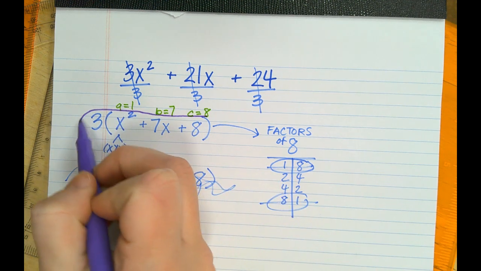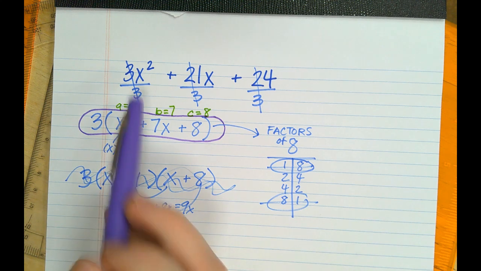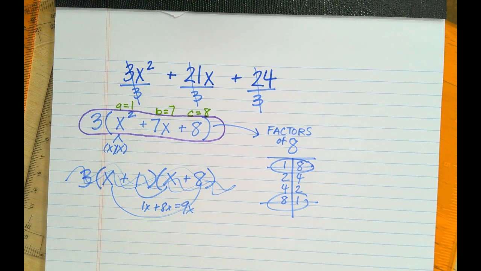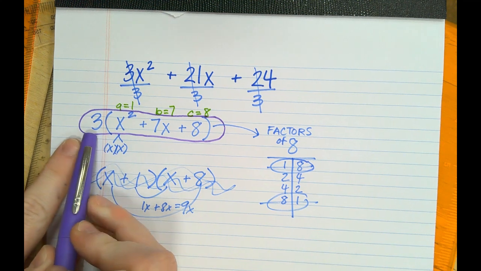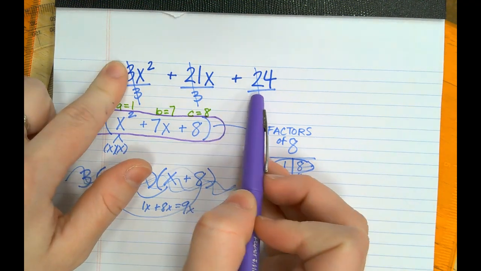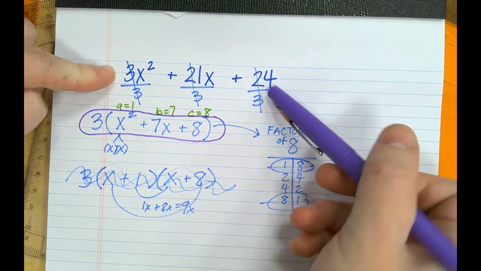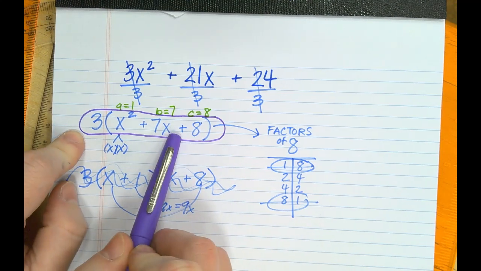So that's our answer. Okay. This is as far as we could go. We couldn't factor it into binomials, but I know 3 times x squared plus 7x plus 8 is 3x squared plus 21x plus 24. All right. So this is factored. This is as far as we can go.